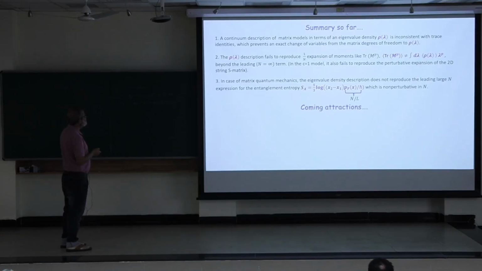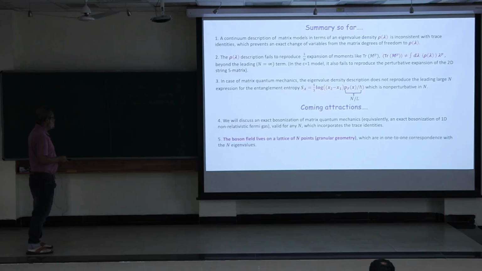Okay, so a continuum description of matrix models in terms of... inconsistent with trace identities, which blah blah. Okay, and it more or less works. Coming attractions.